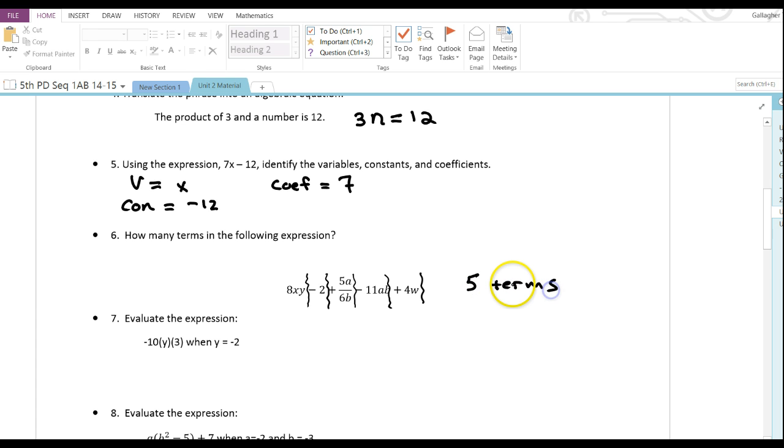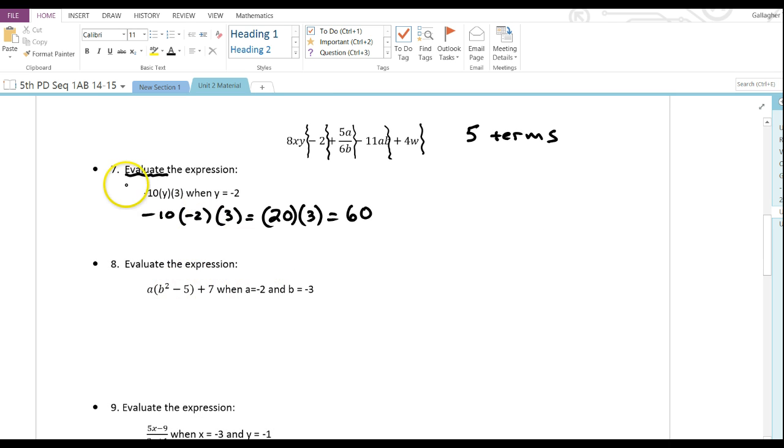Problem number 7. We're going to substitute y, so we're going to evaluate the expression negative 10 times y times 3. Negative 10, parentheses, times negative 2, parentheses, and 3, parentheses. This is 20 times 3, which is equal to 60.